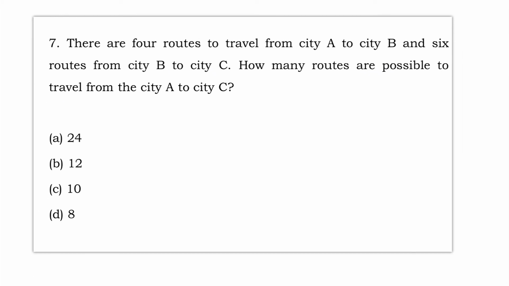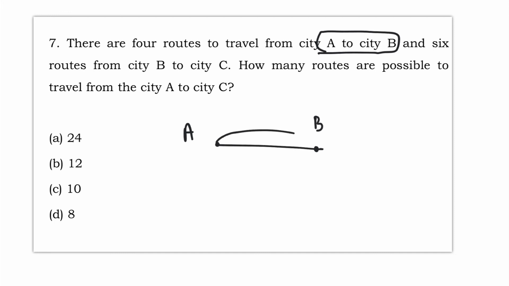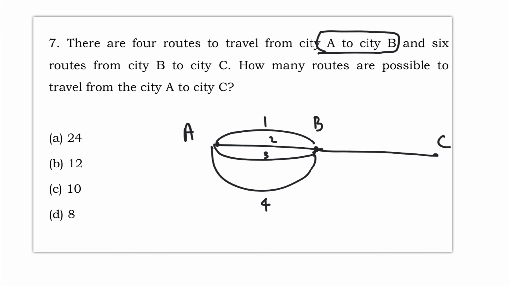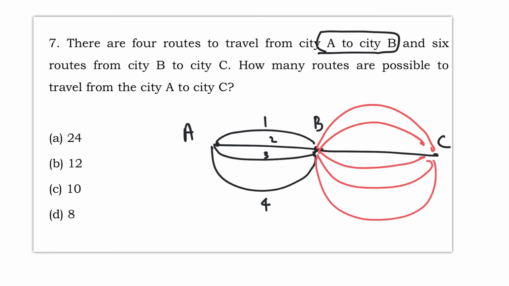There are 4 routes to travel from city A to city B here. There is a city A here and a city B here. There are 4 different routes here: 1, 2, 3 and 4. And 6 routes from city B to city C here. City C will be here. There are 6 routes to travel from city B to city C: 1, 2, 3, 4, 5 and 6. How many routes are possible to travel from city A to city C here?